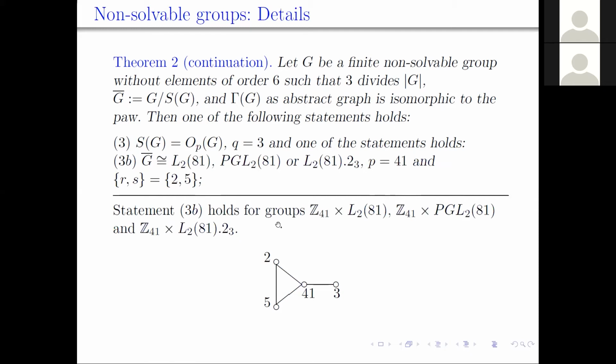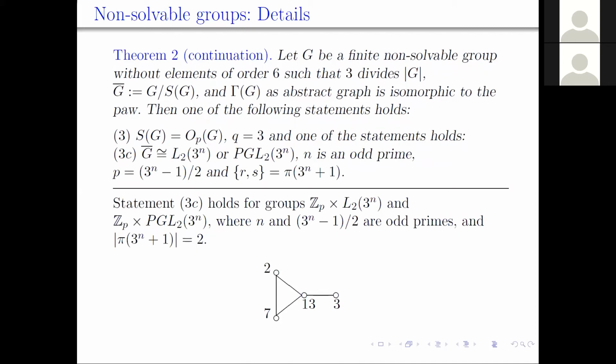is realized for groups of the following shapes. And you can see the Gruenberg-Kegel graphs of these groups. So the last possibility is realized for groups of such forms with the following condition on number n. And you can see the Gruenberg-Kegel graph of this group for n equal to 3.